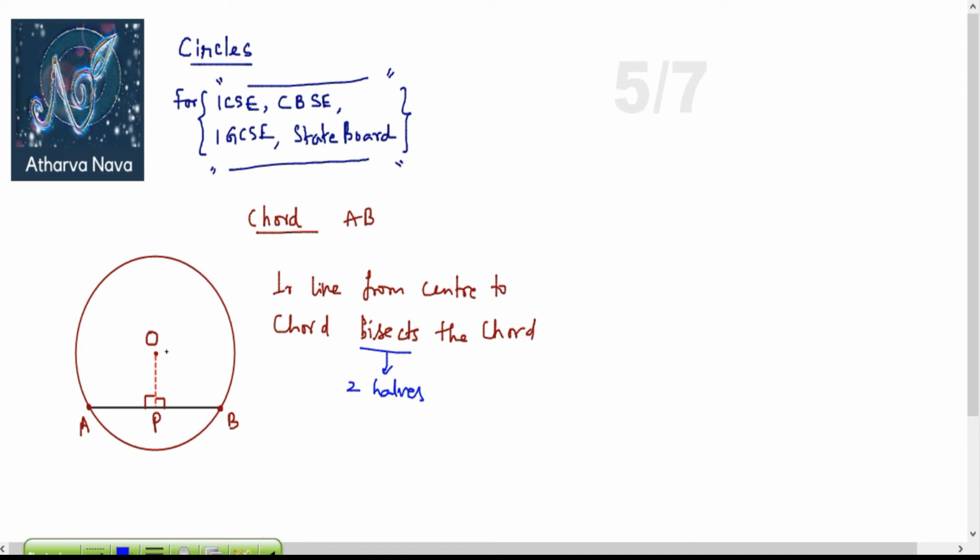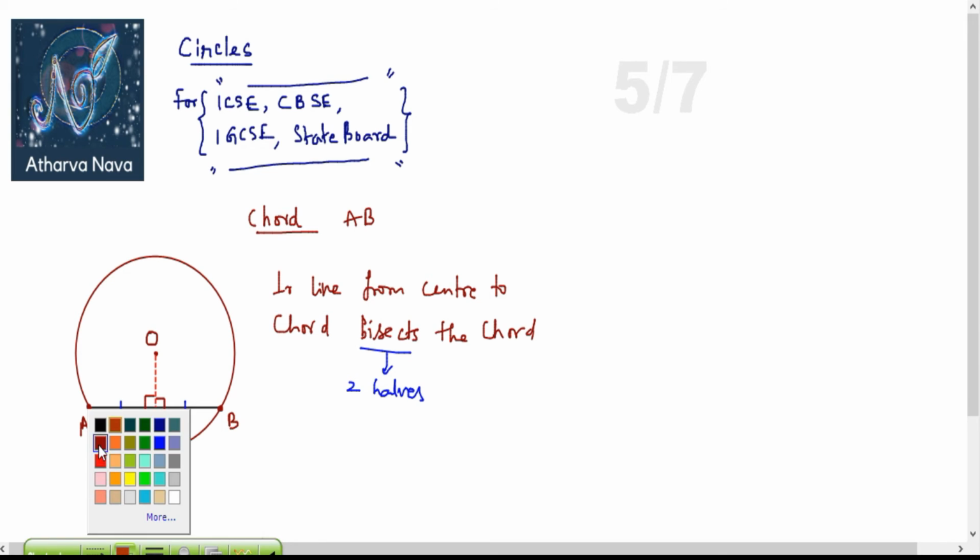So the property says that whenever you draw a perpendicular from the center to the chord, it will bisect the chord into two equal halves. Which means AP is equal to PB. This is what the property of chords tells us. But how is that true? We have to prove it. Let's see the proof.